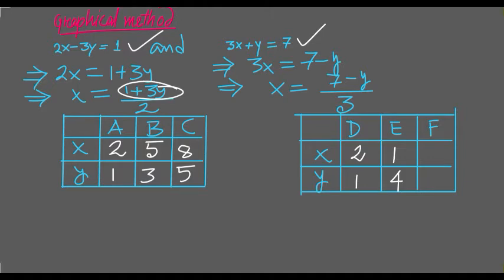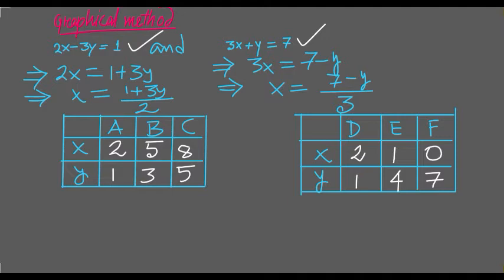And then I can also choose 7 for y, right? Because you see, if I write 7, then 7 minus 7 would be equal to 0. Hence 0 divided by 3 is 0. So now we need to plot these x's and y's in the graph paper.